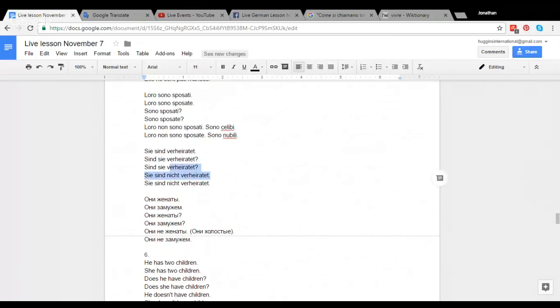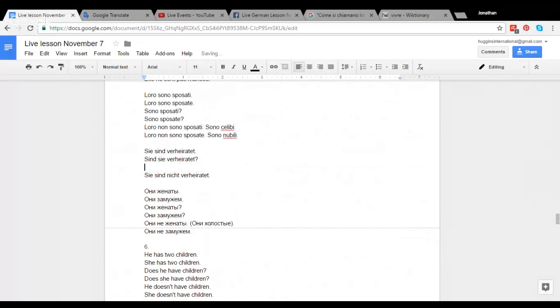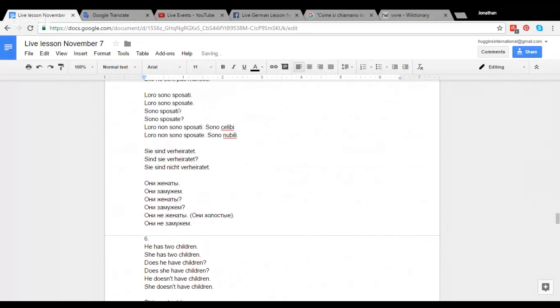No use in changing this, because if it were Spanish or French or Italian, yes, these would change. You can see what we've done before with the change for the adjective, or the change for the verb, or the subject pronoun. But here in German, it's just very simple. So "Sie sind verheiratet," "Sind Sie verheiratet?" and "Sie sind nicht verheiratet." And sorry for my pronunciation on that word. I've been butchering it a little bit.